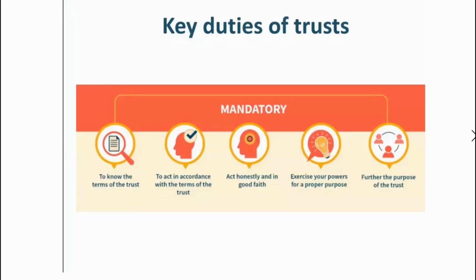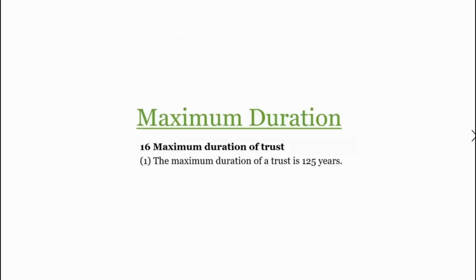It is to know the terms of the trust, to act in accordance with the terms of the trust, to act honestly and in good faith, to exercise your powers for a proper purpose, and further the purpose of the trust. So you can see the responsibilities related to being a trustee or appointed as a trustee of a trust. The maximum duration of a trust has been extended to 125 years. That's interesting. And for charitable trusts, it's unlimited duration. So that's also amended.